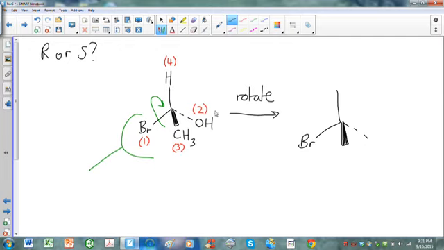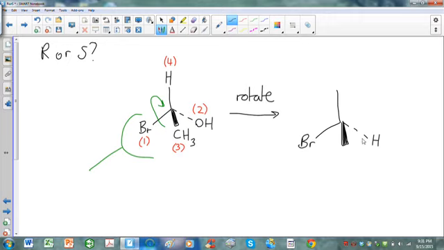Oftentimes people have a really hard time figuring out where the other 3 groups go, but if you do this one simple trick, it's much easier. Tell yourself you know where one of these groups is going to go. You want the hydrogen, the lowest priority group, to go on the dash. If you can tell yourself that, putting on the other 2 groups is actually a piece of cake. Because if you rotate around this bond, can you see that none of these 3 groups can stay in their original positions? If the hydrogen moves, then these 2 have to move as well.